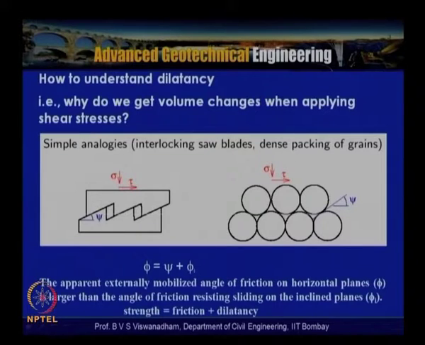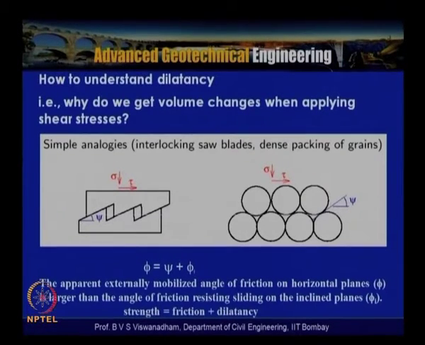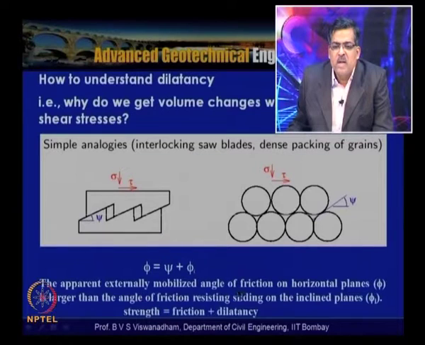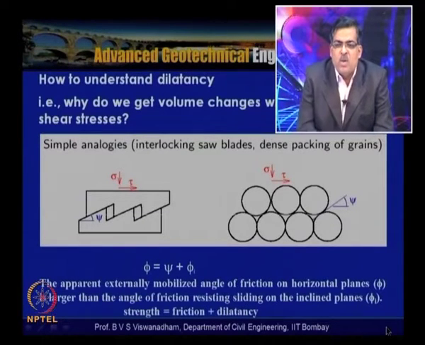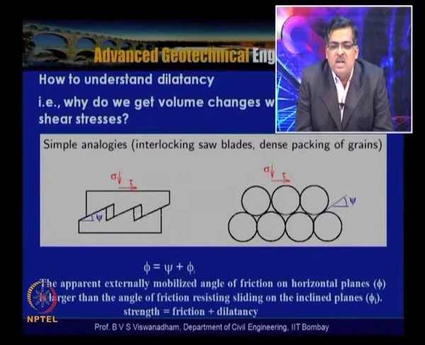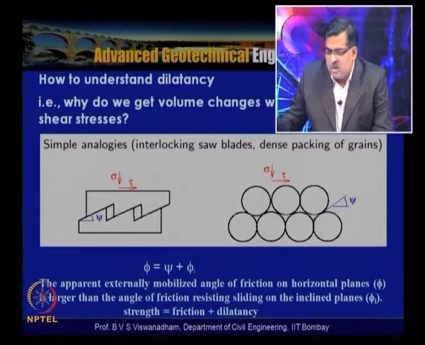As we said, we can analyze this as a saw blade analogy. When a shear is applied along the saw blade, movement can take place. So the apparent externally mobilized angle of friction on horizontal planes, phi, is larger than the angle of friction resisting the sliding, that is phi u, or phi is equal to friction plus dilatancy. So the strength is nothing but friction plus dilatancy.